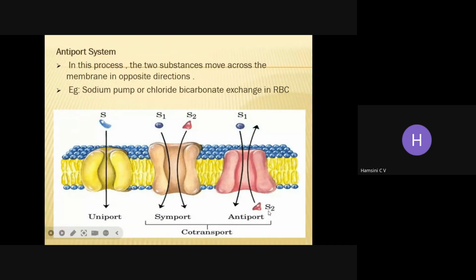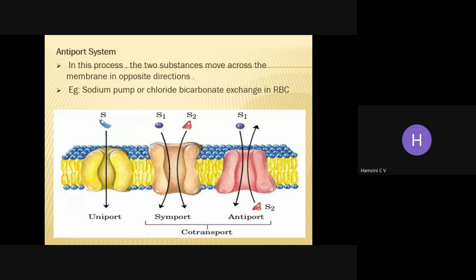Any doubts here? No, ma'am. Please take down only this diagram. By this only you can understand. No need of writing everything. Please take down only the diagram.